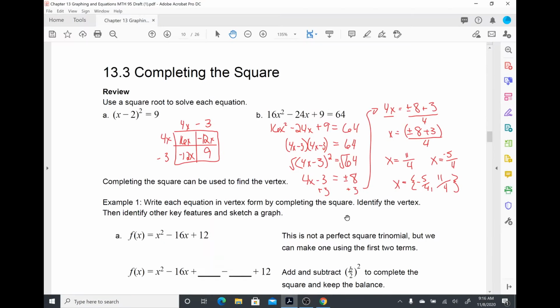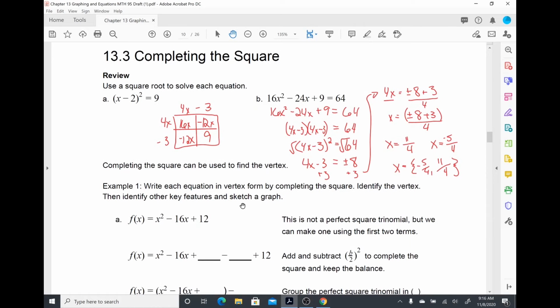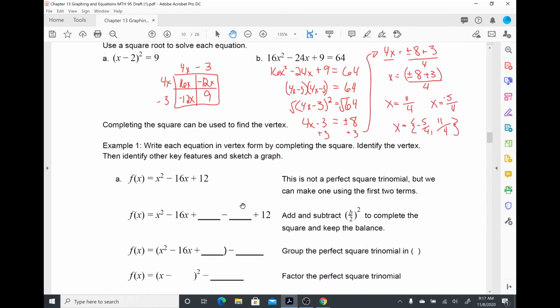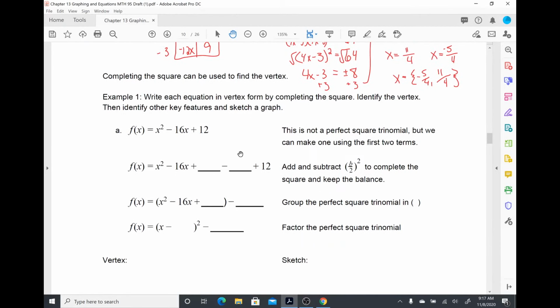Now, it's not always going to work out all that nicely like it did in our review. Sometimes we're going to have to engineer the question to work out for us, and that engineering process is called completing the square. And we can use it to find the vertex and to solve an equation for x values.